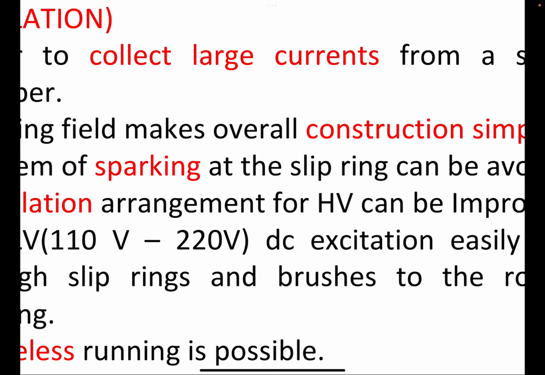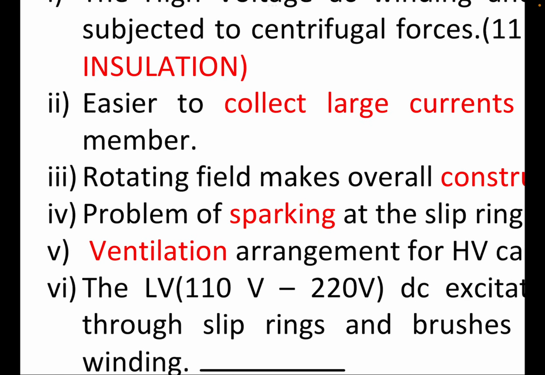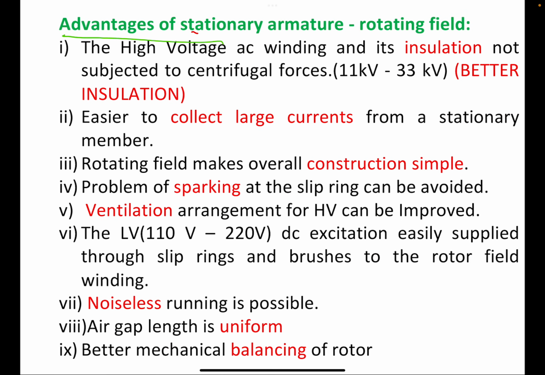So obviously we can consider the stationary armature and rotating field for which case here? Synchronous machine. I am using a term called machine. What does it mean? It can be used both as a generator as well as a motor, similar to the DC machines here. And high insulation AC winding is not subjected to the rotating part here.